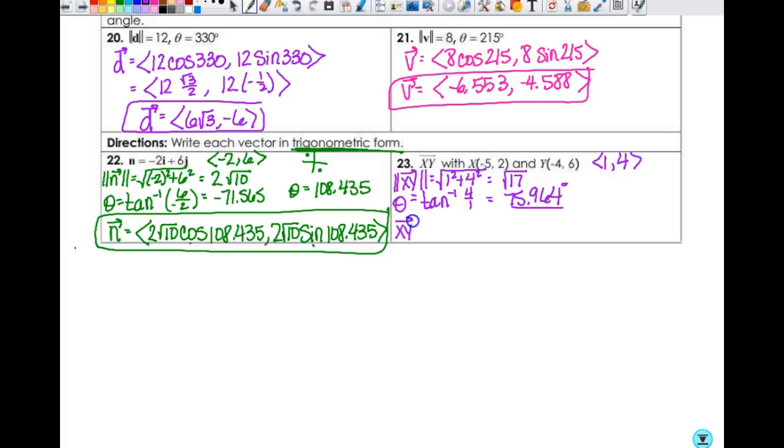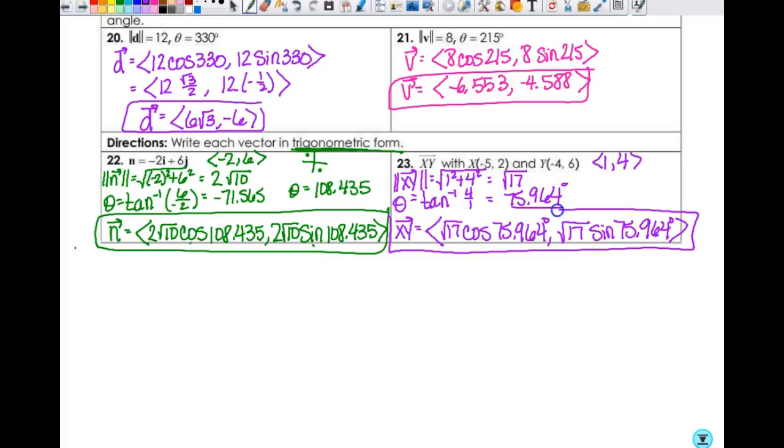So vector xy in trigonometric form is square root of 17 times the cosine of 75.964, and then the square root of 17 times the sine of 75.964 degrees. And degrees here too. All right.